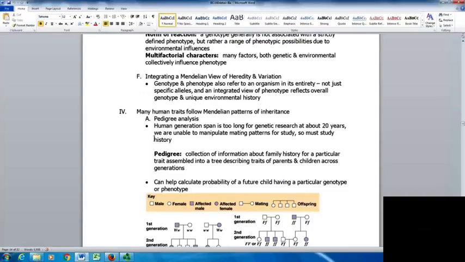So test crosses work great in plants or in bacterial cells. However, they're really not necessary in bacterial cells because you don't generally mix up the genetic information, they're clones. In animal cells, test crosses are not going to be very practical. You're going to have organisms that you have to take care of. So instead, with humans, what we'll look at is a pedigree. The human generation span is just too long for genetic research when it's about 20 years.